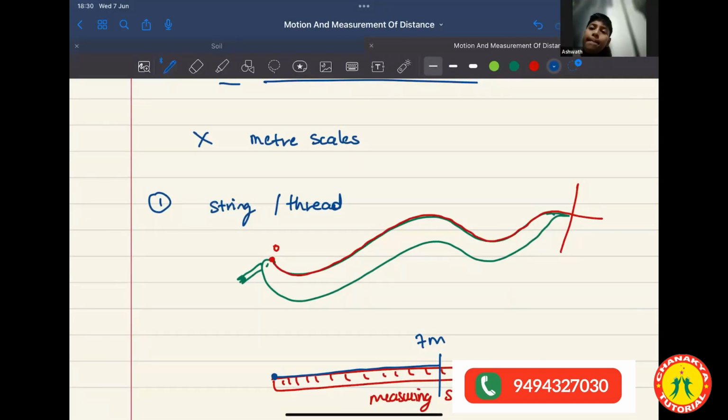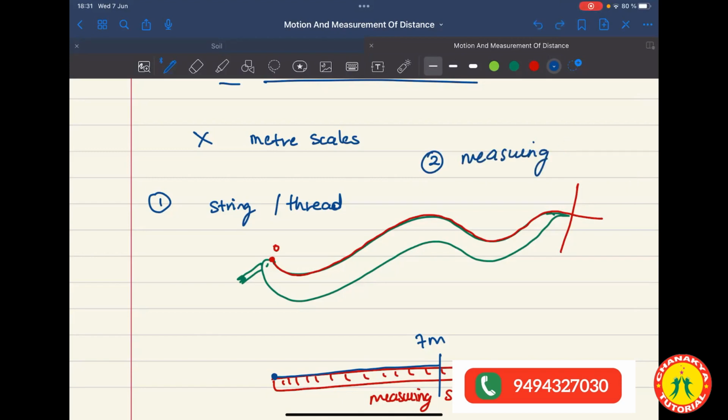Yes, ma'am. There are scales which you can bend. Can anyone tell me what that is? Rubber scale. Not rubber scale. Rubber scale too, but it is very short. Ma'am, the measuring tape. Very good. So another method that you can use is the measuring tape.